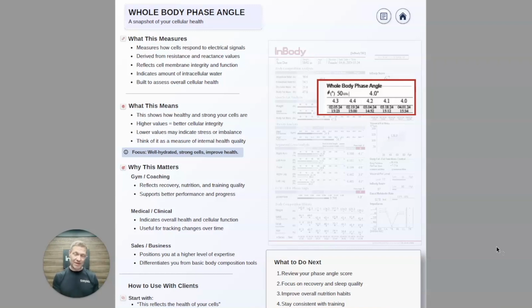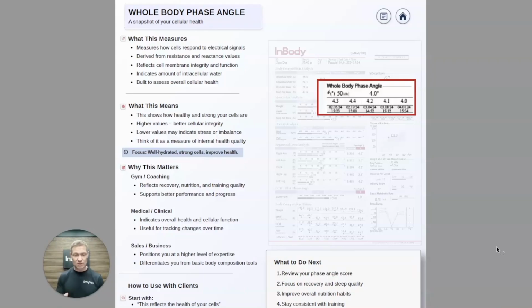Remember, if you think about how that ties into ECW to TBW, we want more water inside of our cells than outside. And as that ratio increases, or as intracellular water drops, the less well hydrated the cell is, the lower the resistance and the lower the phase angle is going to be.